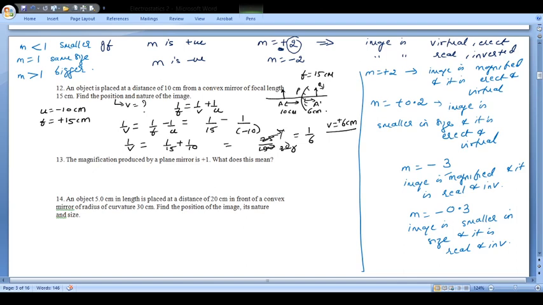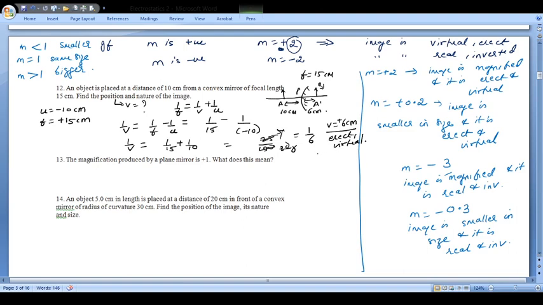So here you will find that the image is formed behind the mirror. It is on the other side of the mirror. v is plus, and therefore the image which is going to be formed is going to be erect and it will be virtual. So this is the nature of the image, that it is erect, it is virtual.